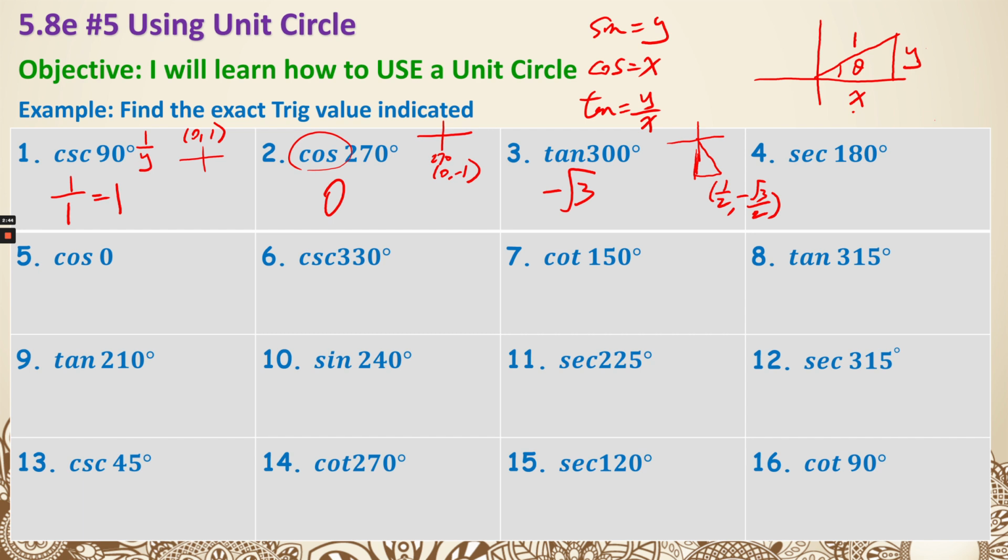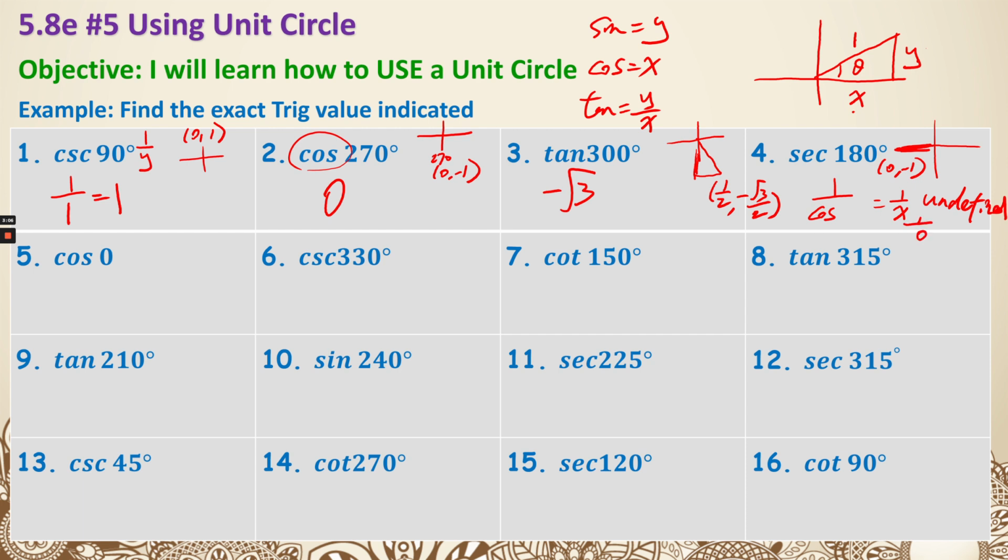Next, secant 180 degrees. Well, here's where 180 is, and that is 0, negative 1. Secant is 1 over cosine. And cosine is our x, so it's 1 over x. In this case, it is 1 over 0. That is going to be undefined because it is 1 over 0, which does not work.